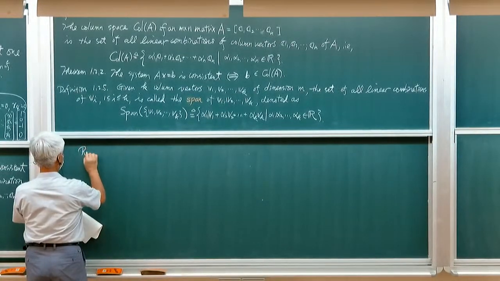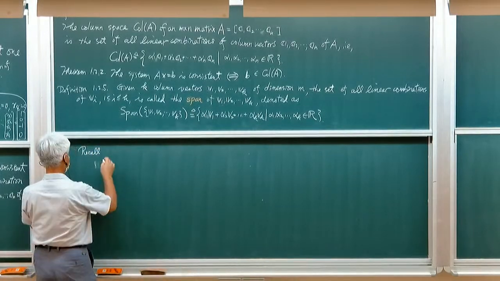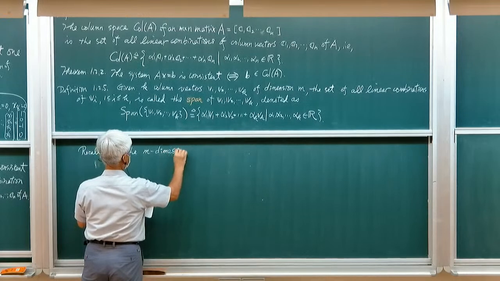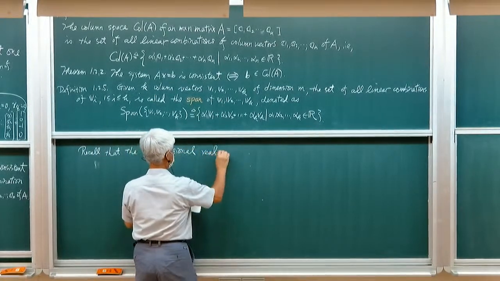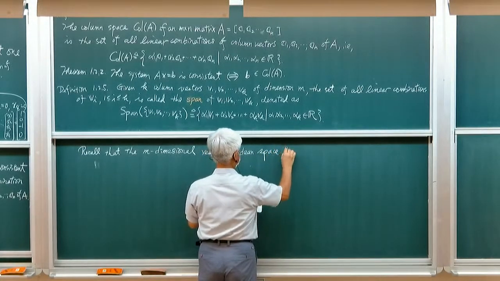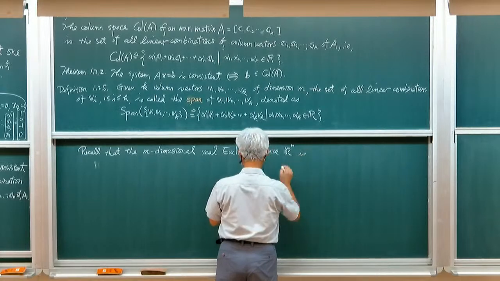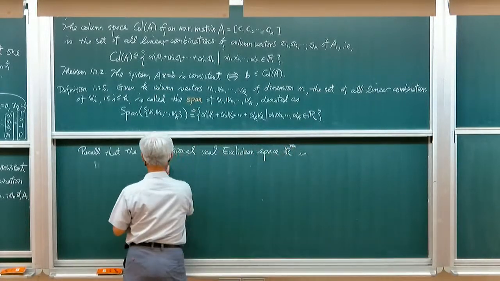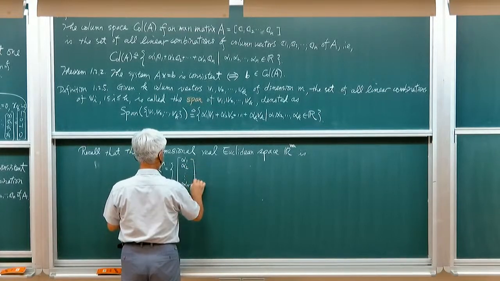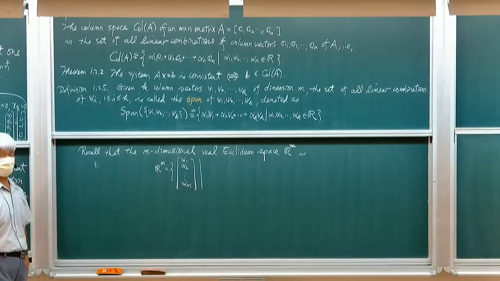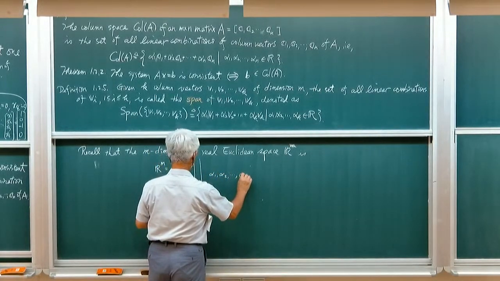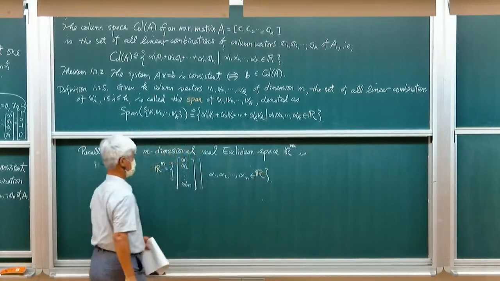All right. We recall in calculus the m-dimensional real Euclidean space, R^m, so R^m consists of m-dimensional column vectors. Okay.